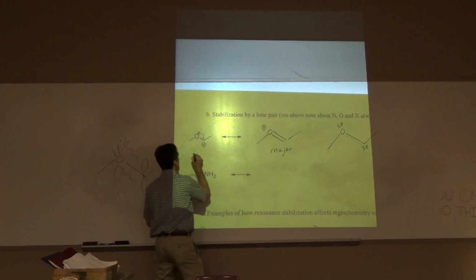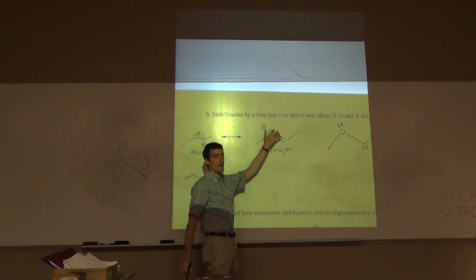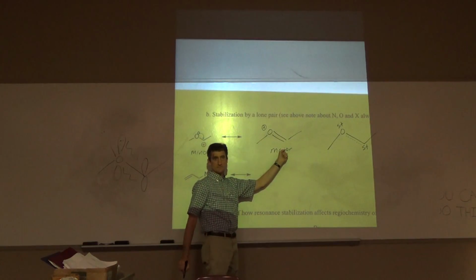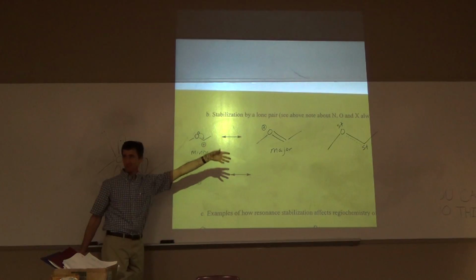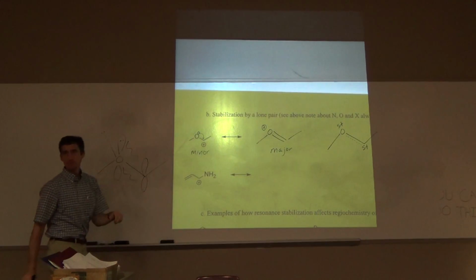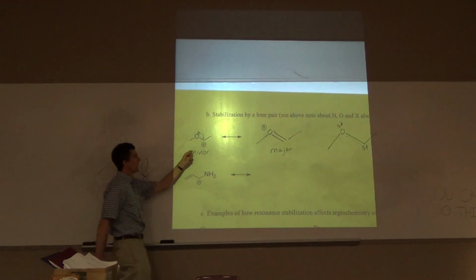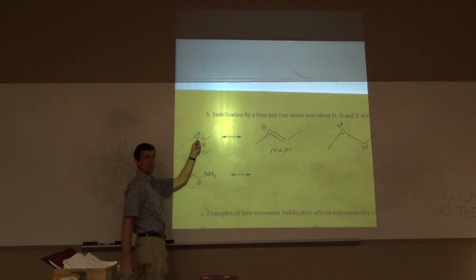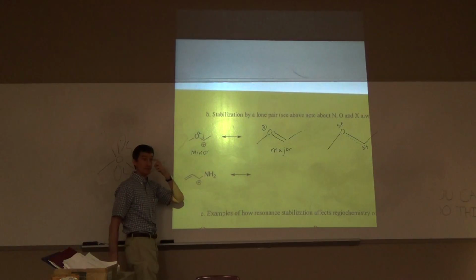This one's minor. Why is this one major? It has more bonds. We made a pi bond. More bonds is better. Okay. Why did you like this one better? Because you're looking at the charge. You say charge, you would prefer to be on carbon than oxygen. Oxygen doesn't like positive charge, right?